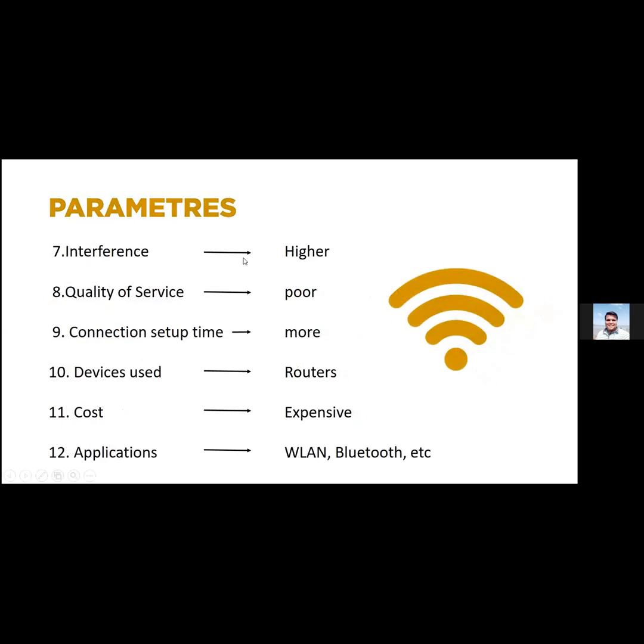Interference is high, with the potential for interference due to weather, other wireless devices, or obstructions like walls. Quality of service can be poor also. Connection setup time is more as compared to wired networks. Devices used, like routers, cost a little more, as the wireless subscriber station, wireless router, wireless access points, and adapters are expensive.